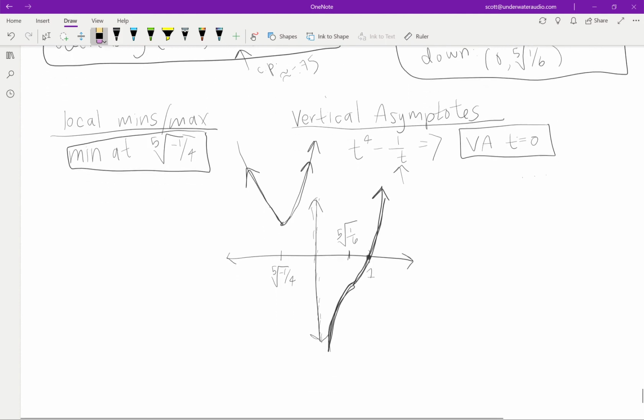Okay, so here's the scary part: now we need to check it on Desmos to see if I got this right. So I'll pause here and we'll see what Desmos thinks.